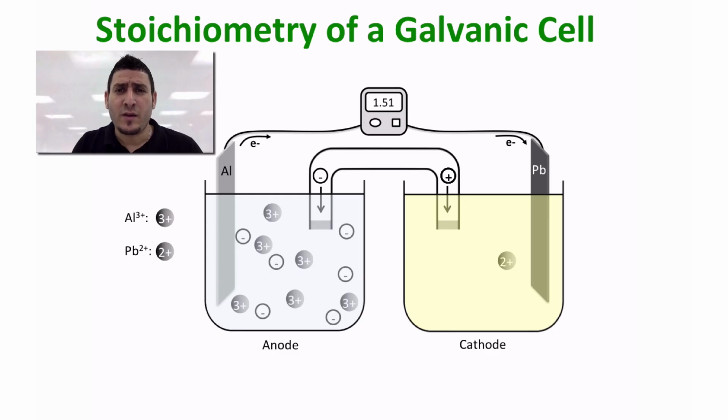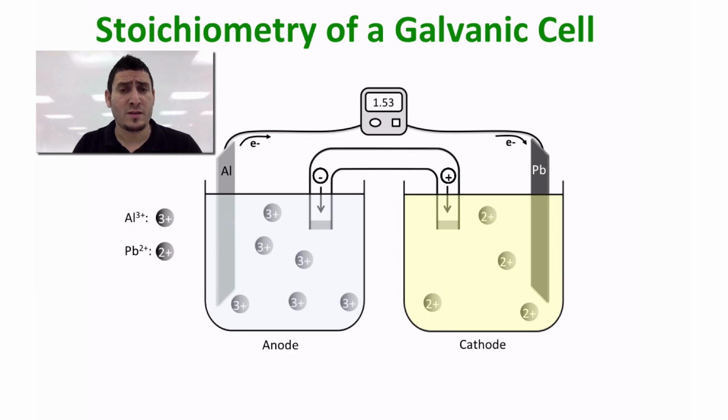In a similar way, 3 particles of Pb2+ were deposited on the cathode, and therefore the charge of the cathode compartment was decreased by 6+. Then the salt bridge will pump 6 cations into the cathode compartment, since every cation has 1 positive charge.